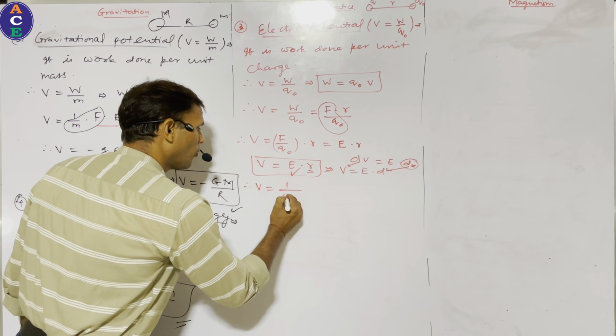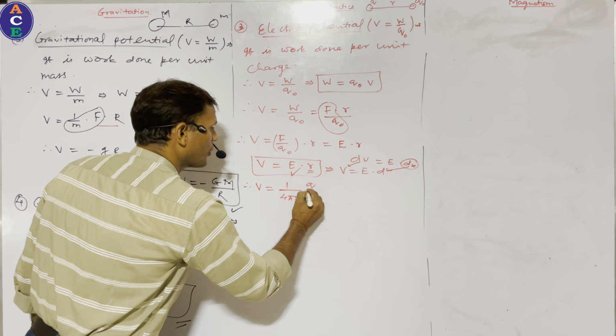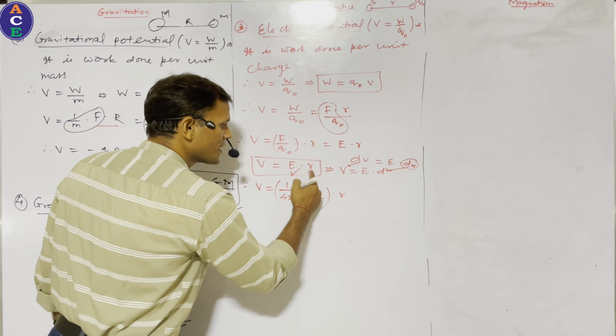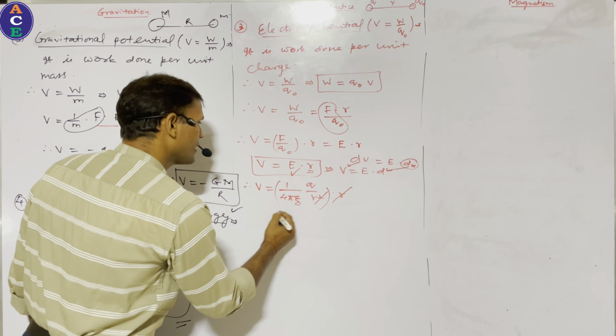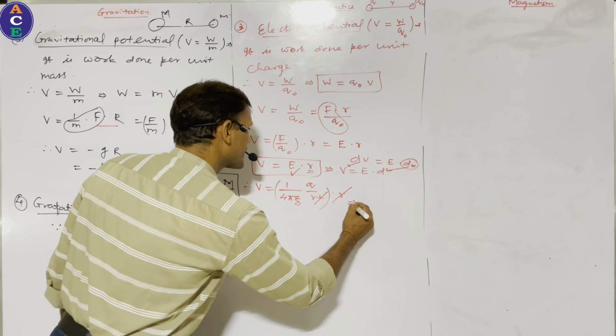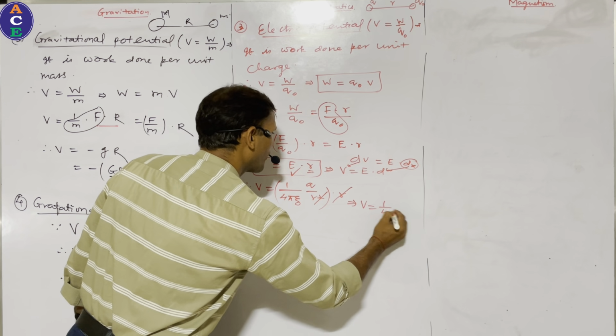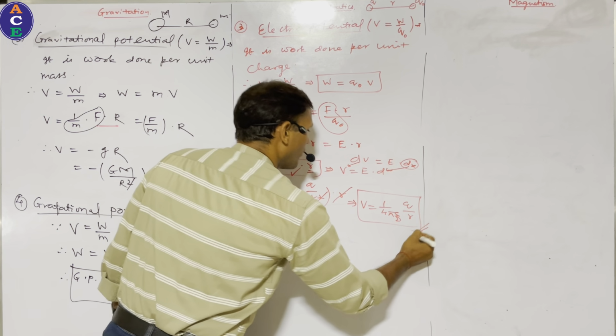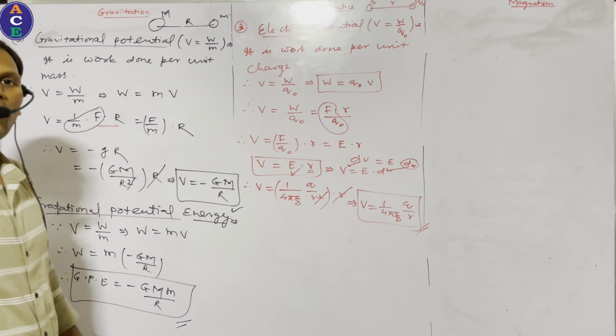E was 1 by 4 pi epsilon naught q by r square, this is the value of E, into this r. The r gets cancelled, so we are getting V is equals to 1 by 4 pi epsilon naught q by r. This is the formula for the electric potential.